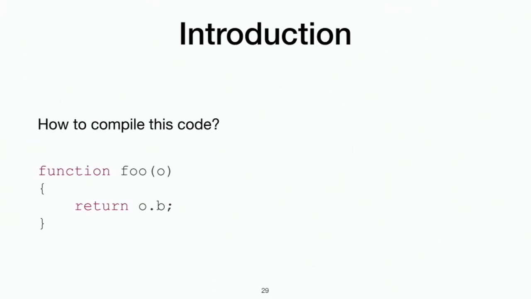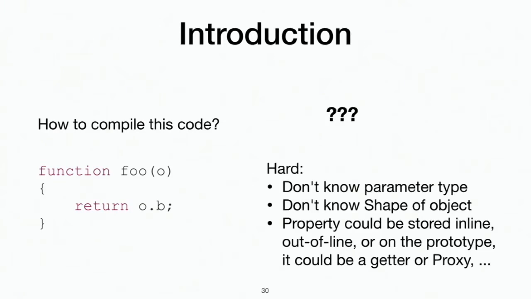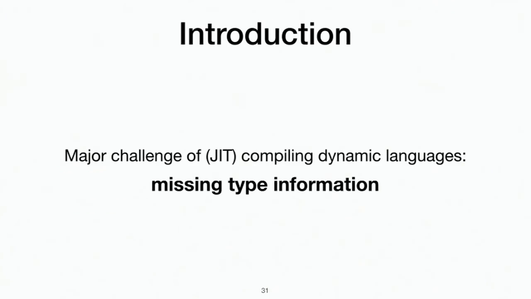Here's another function that just fetches a property from an object. Again, this seems hard to make machine code for. Same reason: we don't know the type of O, and in particular, we don't know its shape. So we have no idea where this property is being stored. It could be anywhere. So what that means is essentially that the major challenge of JIT compiling these languages is missing type information, right? So that's what we just saw.